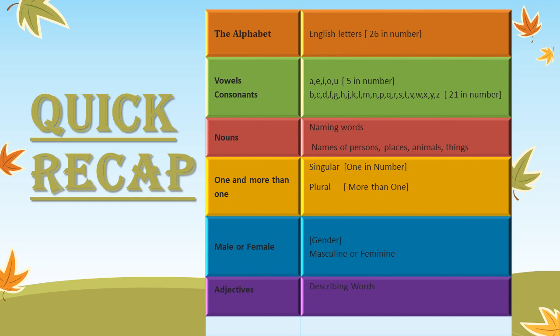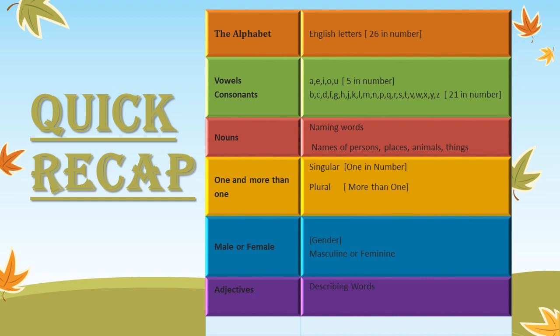Chapter 5, male or female. These are the two types of gender. Male gender is also known as masculine, and female gender is also known as feminine.